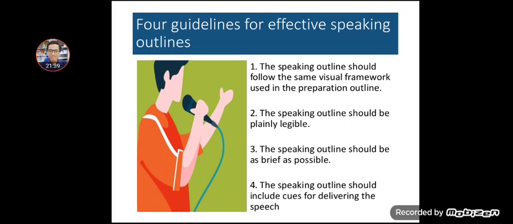Number two, the speaking outline should be plainly legible. Number three, the speaking outline should be as brief as possible. And number four, the speaking outline should include cues for delivering the speech. Cues in terms of the transition, at which part we need to change our focus to another point, after we have done our internal summaries and so on, and want to move to another point. So we need to make sure that the speaking outline includes cues, is as brief as possible, and is plainly legible, so that we can deliver our speech with a good speaking outline.